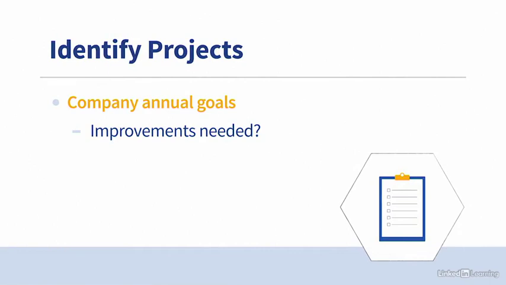Here's a handy checklist for identifying potential Six Sigma projects. Start with your company's or department's annual goals. Ask yourself, what improvements are needed? How do you plan to achieve those improvements? What Six Sigma projects would help you achieve those goals?